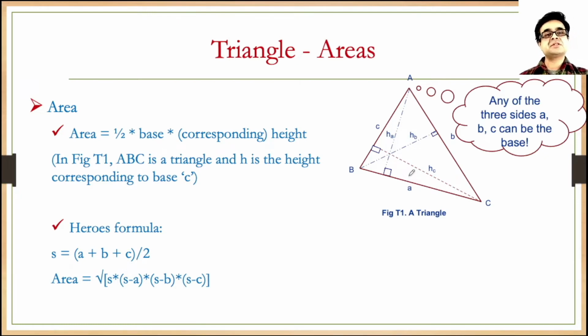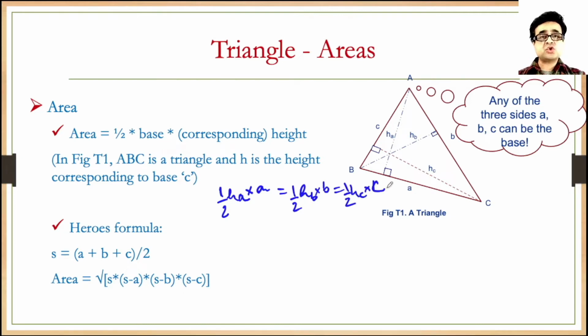What that means is the area of the triangle can be written as half HA into side A, which is same as half HB multiplied by side B, which is same as half HC multiplied by side C. There is also another formula for triangles, and that is dependent only on the sides, not on the height itself. And that is called Heron's formula, which is root of S multiplied by S minus A multiplied by S minus B multiplied by S minus C. What is S? S is nothing but the perimeter of the triangle divided by 2.